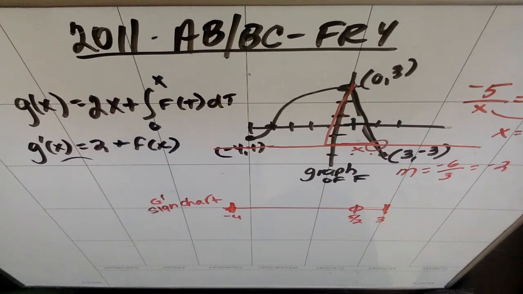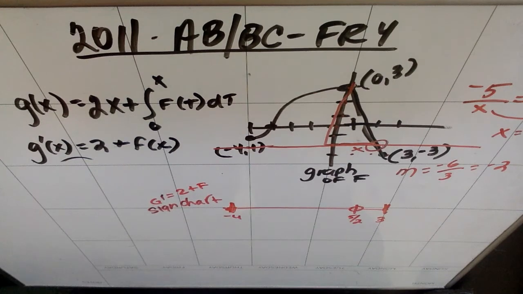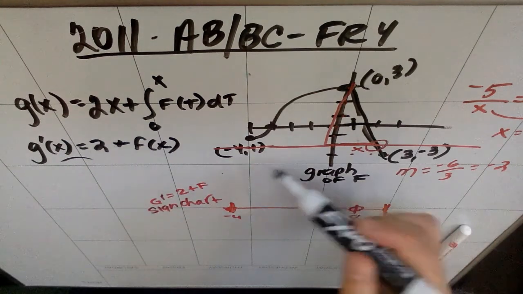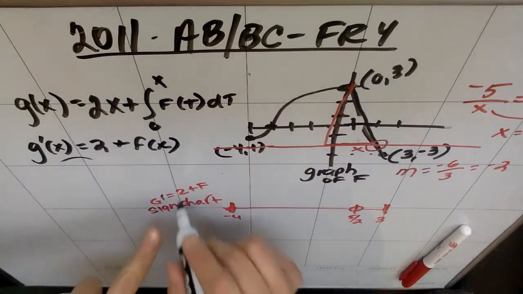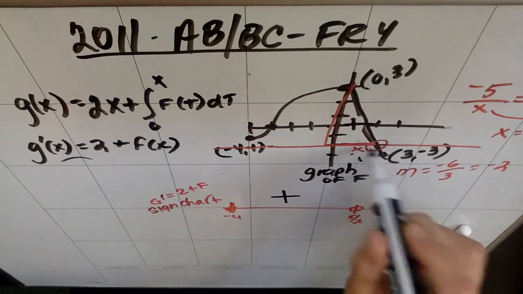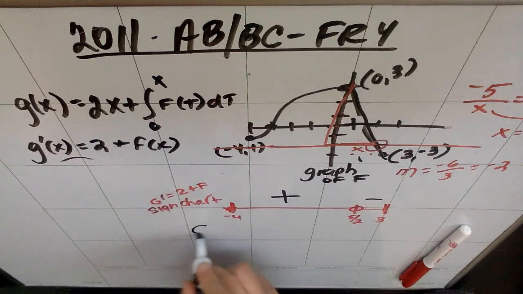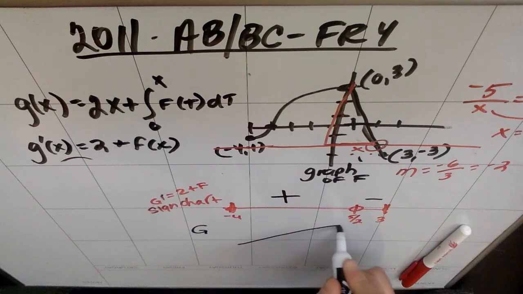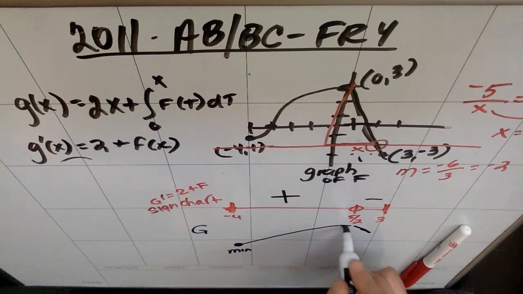Okay, so since g prime is 2 plus f, anywhere that f is bigger than negative 2, so anywhere up here where f is larger than negative 2, 2 plus f has to net positive, right? And anywhere down here where f is less than negative 2, 2 plus f should net negative. So what that means is that g is going up, leveling off, and going down. That makes this endpoint a min, this endpoint also a min, and this point the only possible max.